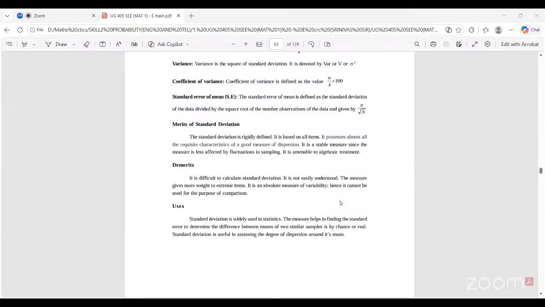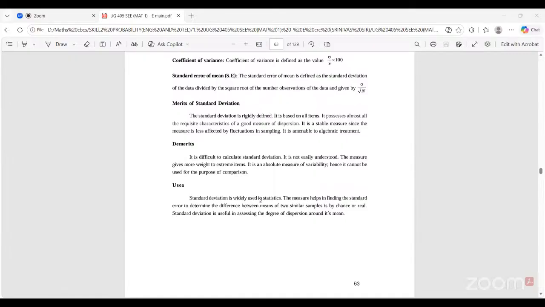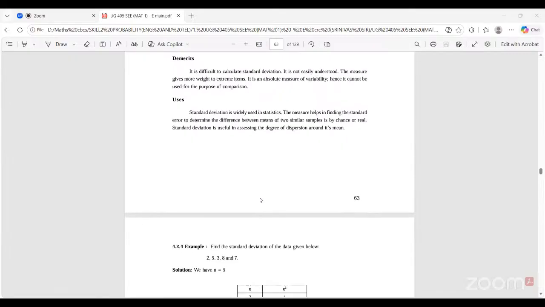Demerits: it is difficult to calculate the standard deviation, and it is not easily understood. The measure gives more weight to extreme items. It is an absolute measure of variability, so it cannot be used for the purpose of comparison. Standard deviation is widely used in statistics. The standard error helps determine whether the difference between the means of two similar samples is by chance or real. Standard deviation is useful in assessing the degree of dispersion around its mean.